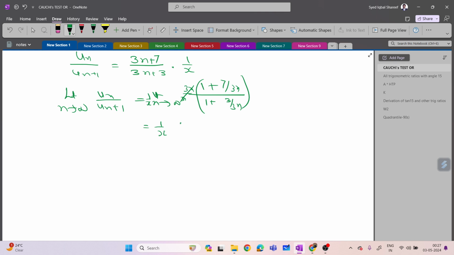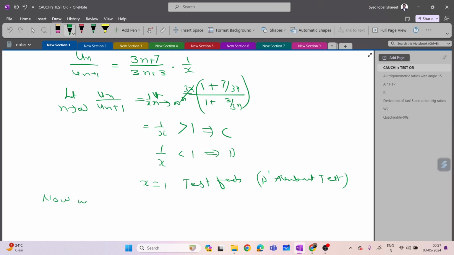So 1 by x greater than 1, convergent. 1 by x less than 1, divergent. x equal to 1, test fails. Which test failed? The D'Alembert test failed. D'Alembert test fails. Now we will apply the Raabe test.